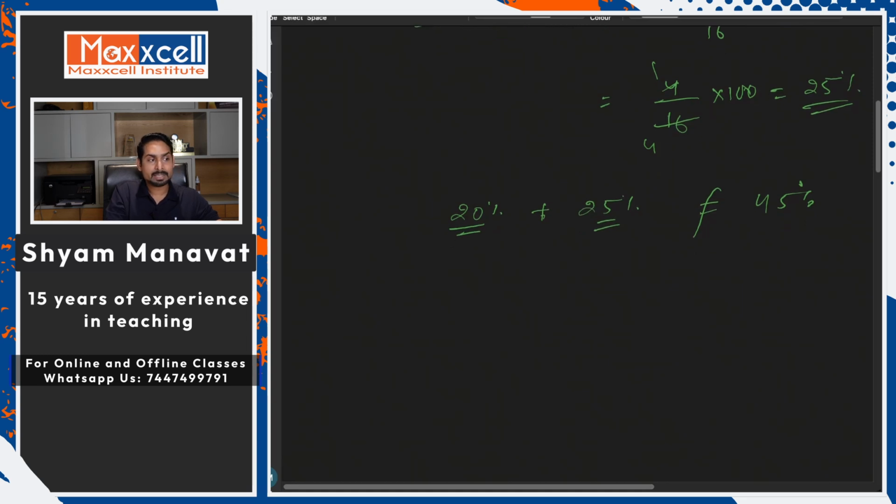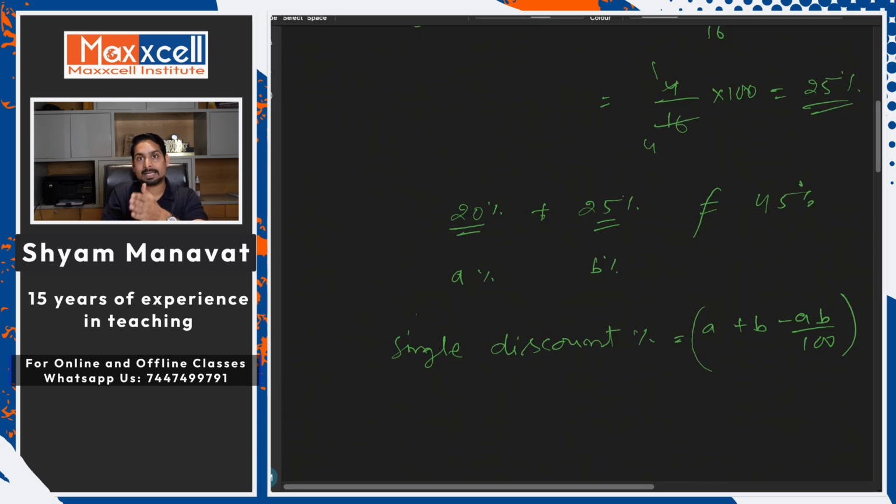Now, if I want to find out the series of discount here, what will I do? Either I can assume the mark price to be 100 or something, or I have also given you a small formula. I don't like much formula, but if there are only two discounts, series of discount given, A% and B%, then the equivalent single discount percent is A plus B minus A into B by 100. If only two discounts are given. If there are more, then this formula may not be applicable.